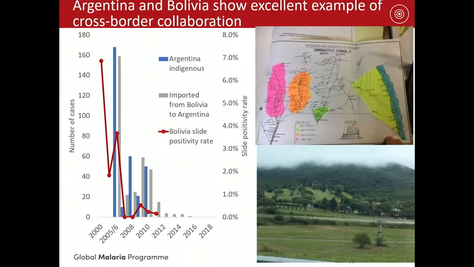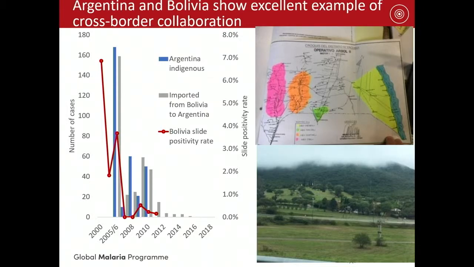And I just wanted to briefly talk about a really nice example from Argentina, which is also going through certification right now. Their problem has been in the north here along their border with Bolivia. And so beginning in 2000, they, in coordination with the Bolivian government, began doing house-to-house spraying, indoor residual spraying on the Bolivian side, thousands and thousands of houses every year, and doing house-to-house active fever searches. And so this graph here shows that the slide positivity rate in red started off at around 7% in 2000 and declined over time to about 0.2% in 2011.